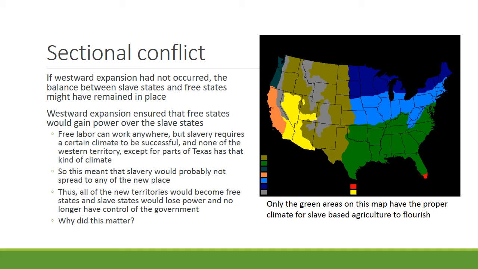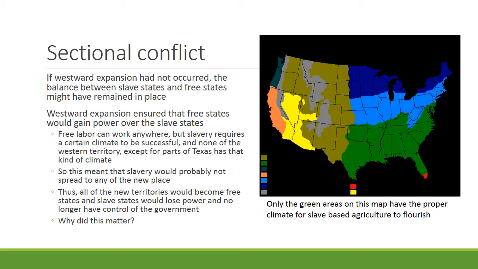And the green area in this map here, all of that green area has the proper climate for growing stuff like that. It's warm, the soils are good, you can grow stuff like cotton in that area. All these other territories are either too cold or too dry for slavery to work well. And so you'll see that almost all of the territory that is added by the Mexican Cession and partially by the annexation of Texas and by the Oregon Treaty is territory that will not work for slavery.